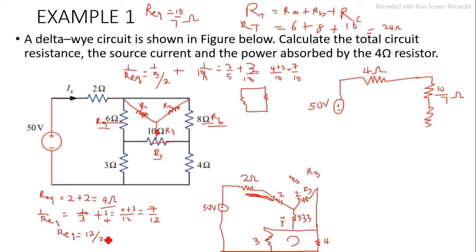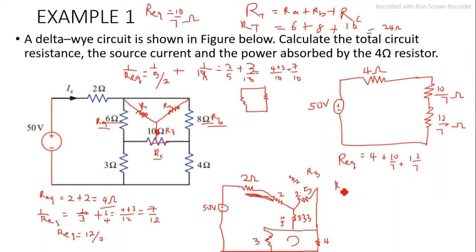Twelve over 7 ohms. So now we complete it. Therefore, these three are in series now. That means the R equivalent will be equal to 4 plus 10 over 7 plus 12 over 7.